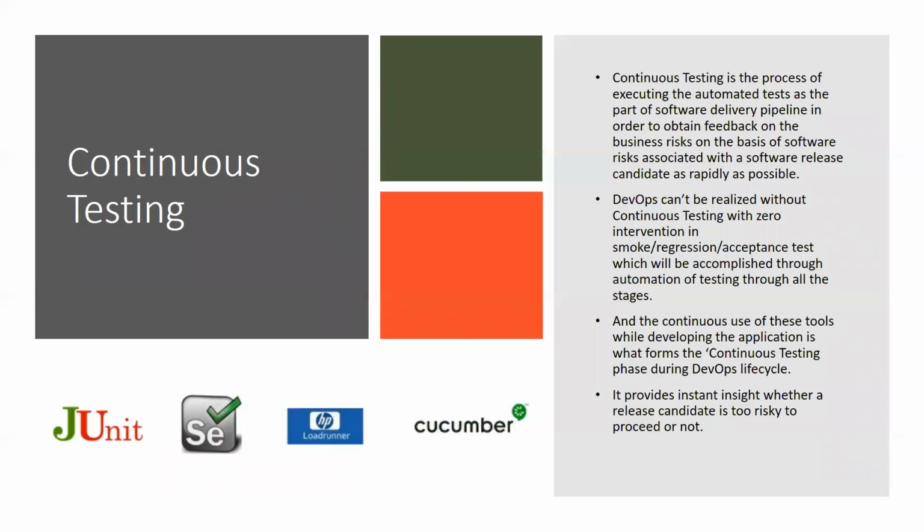Then continuous testing. When we are talking about testing, there are different types of testing. There is unit testing, which developers do. There is integration testing, and there is performance testing and smoke testing. So there are different types of testing.